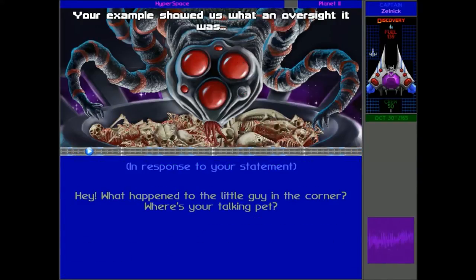Your example showed us what an oversight it was to keep a potential threat in the immediate vicinity. We learned from our mistakes. We cleansed the threat. All of them.